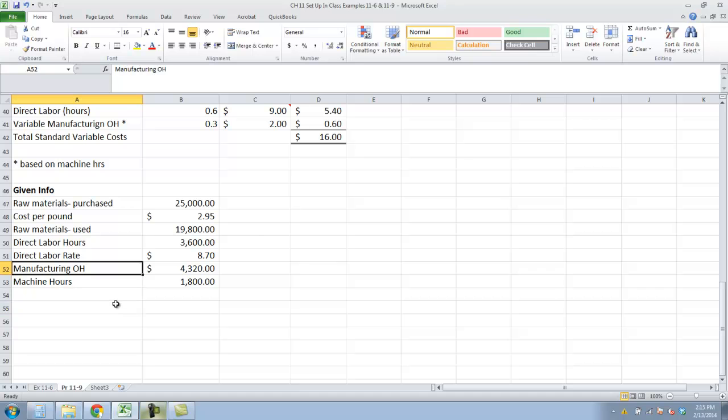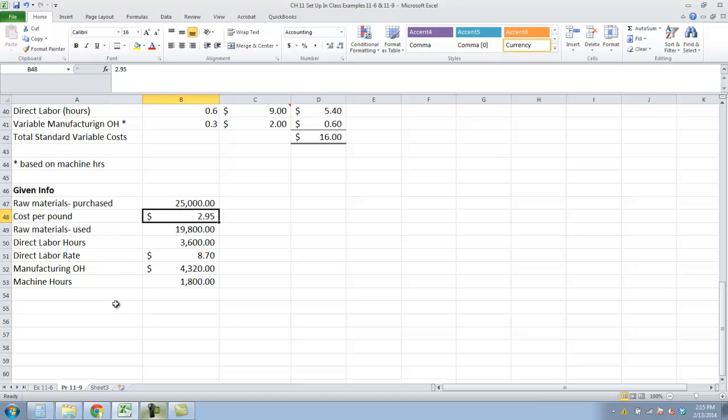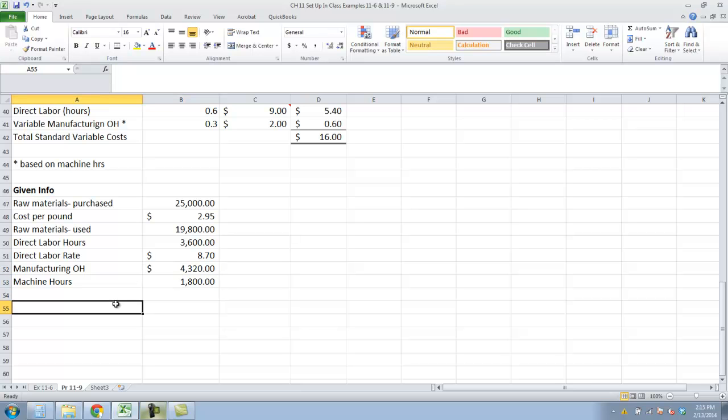So they gave us information that raw materials purchased were 25,000 pounds at $2.95 a pound. We used 19,800. Direct labor hours were 3,600 at $8.70 per labor hour. Manufacturing overhead was 4,320, and machine hours were 1,800.